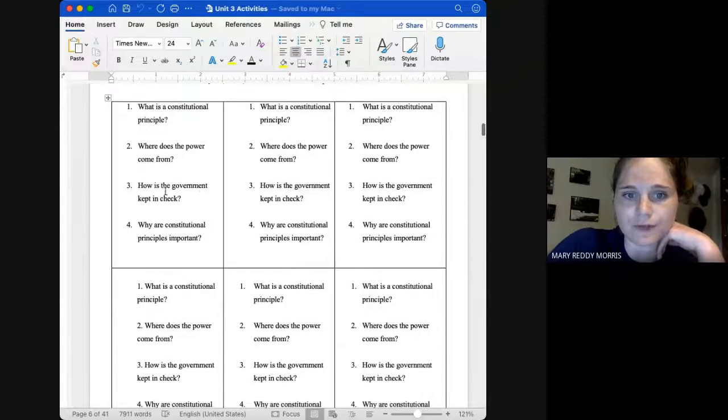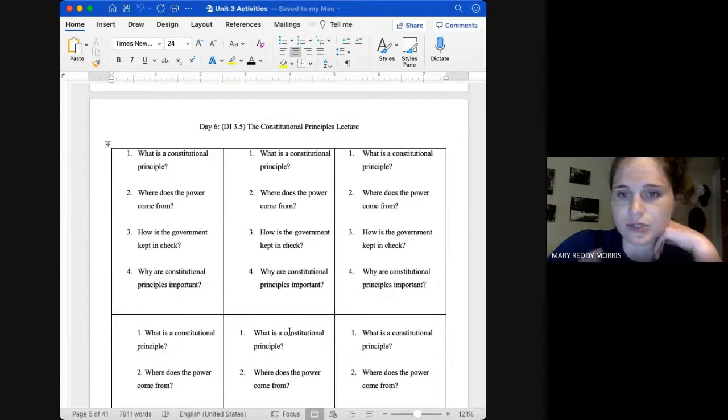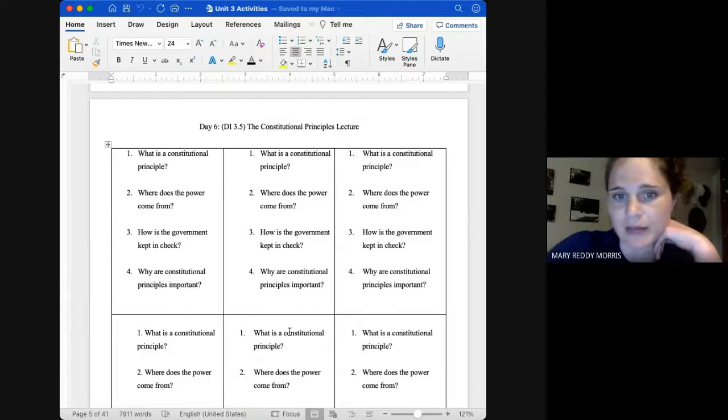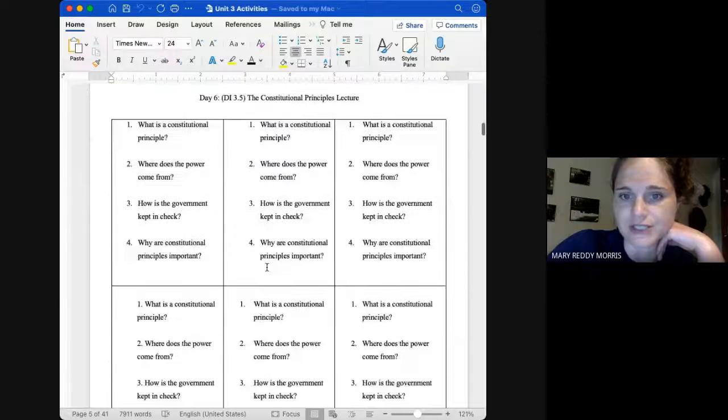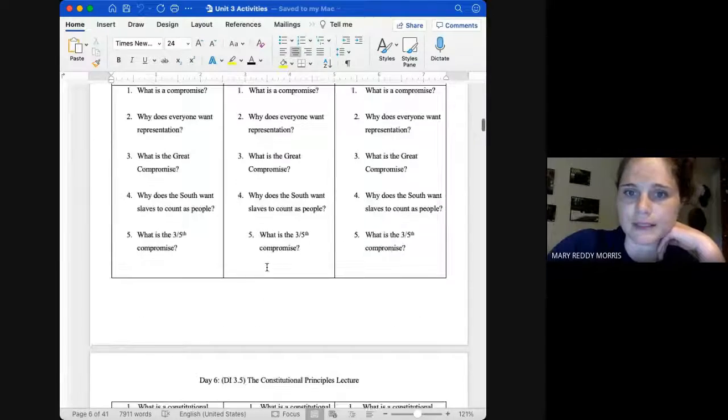Where does the power come from? How is the government kept in check? And why are the constitutional principles important? There are 6 copies of this to save you time in the copy room, but also you cut this out and each student gets 1 and they tape it and then they take their notes out to the side on a piece of paper. Okay. So again, these are your lecture questions. They're scaffolded so that the students can do the independent practice. Each one of my products has a direct instruction and an independent practice.